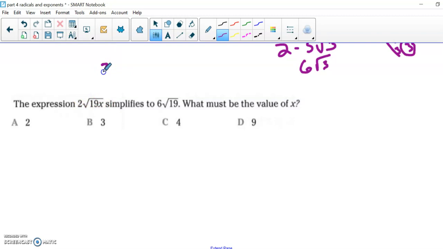So we know that we must have had 19 times 3 times 3 for them to cross those 3's out and bring them outside. So if we had 3 times 3 inside, that's the same as having 9 inside. They must have broke their 9 down.